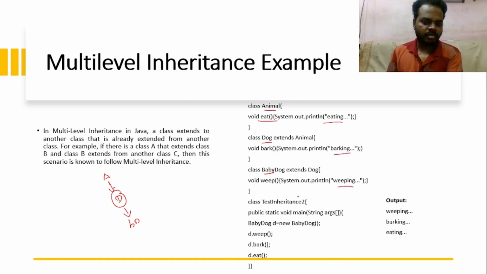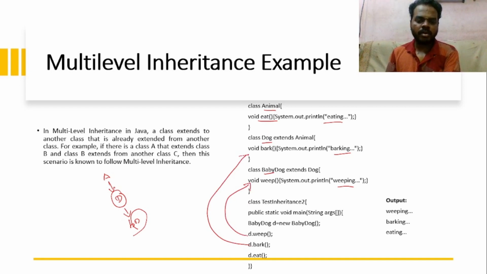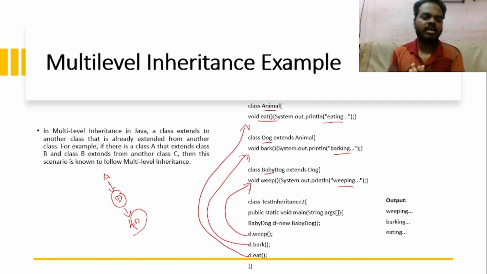So at last we are going to create an object for baby dog, since all the data is available in the baby dog section. Now we're going to call the method d.weep. It will go and call the weep method in baby dog, d.bark will go and call the method in the dog class, and d.eat will go and call the animal class. This is all about the multi-level inheritance concept.